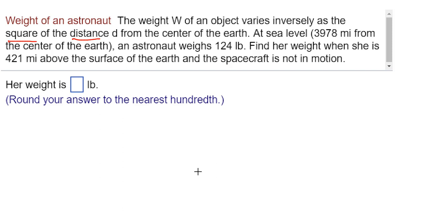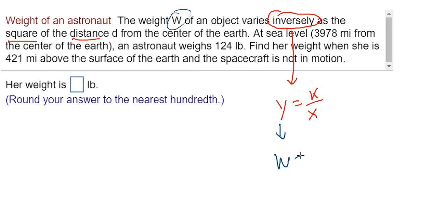All right. So the weight W of an object varies inversely. Now, when I see inversely, I immediately think of y equals k over x. I have that memorized. And when I see that keyword, this is the formula that immediately pops into my mind. Except instead of y, we have w, right? So we can just swap out the y for the w. But here's where it gets a little tricky. Instead of x, we don't just have d as our variable. We have to use the entire description here in place of x.